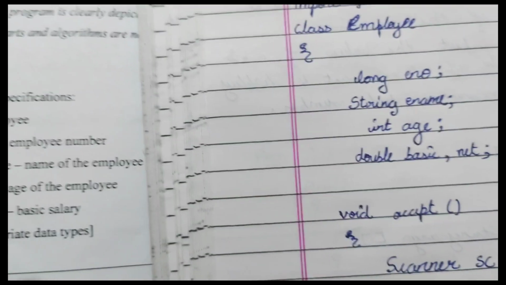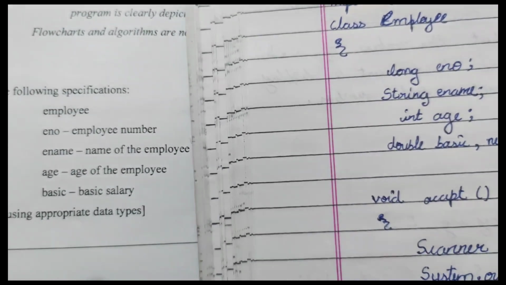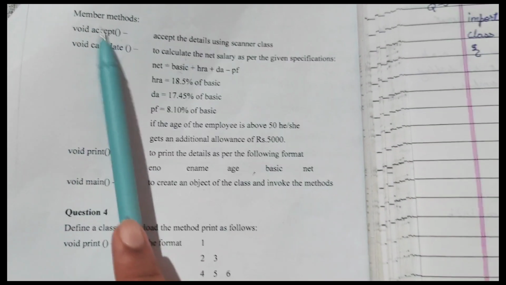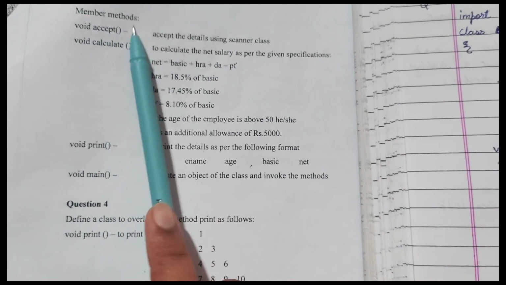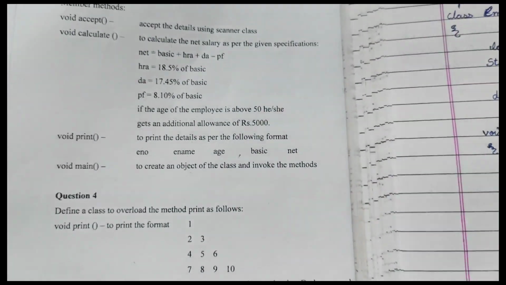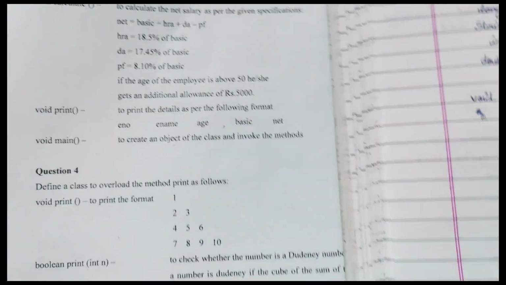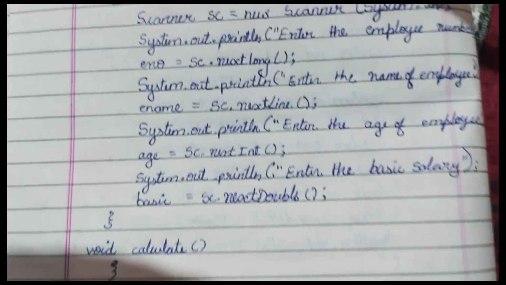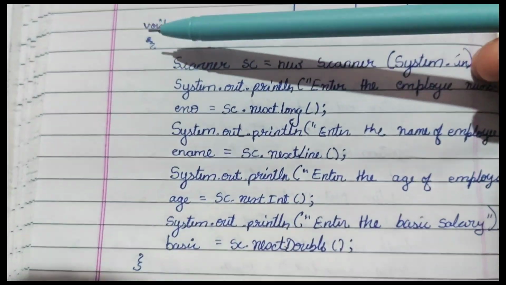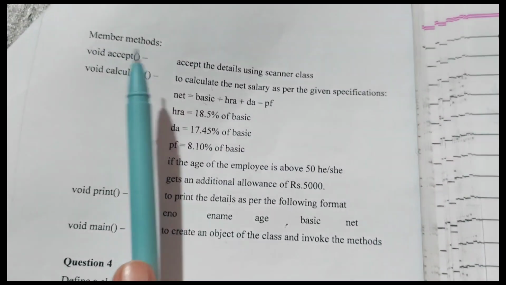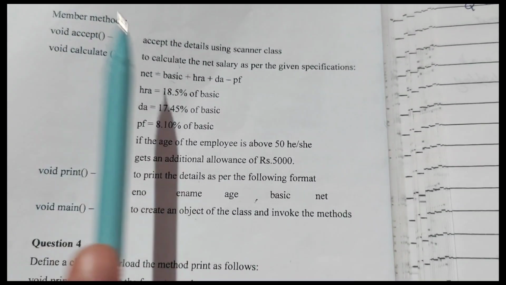So let's get into the second part of the question. The next, if you see, we have to mention member methods. So in this, void accept. So here I am initializing that void accept. Be sure that you are using the question paper pattern.